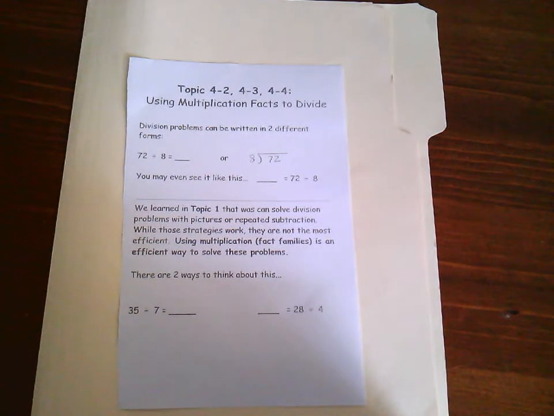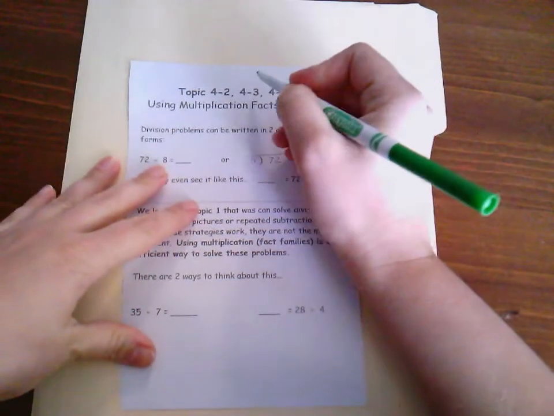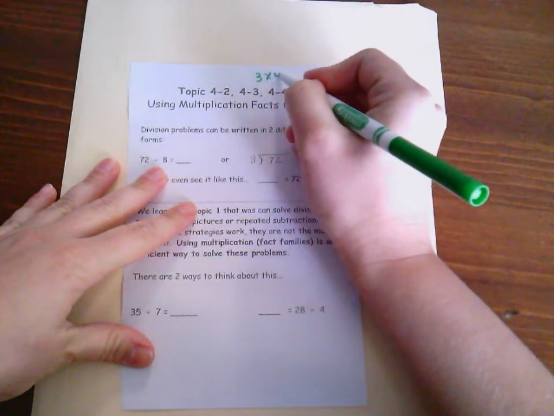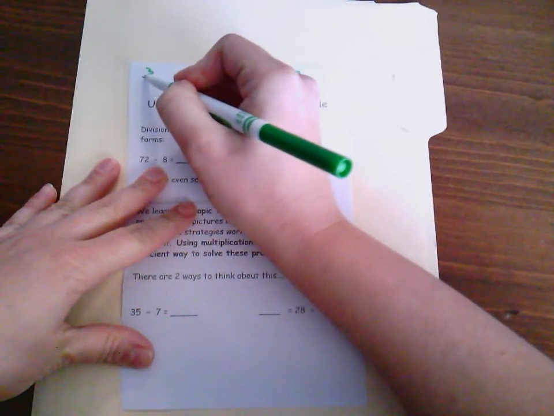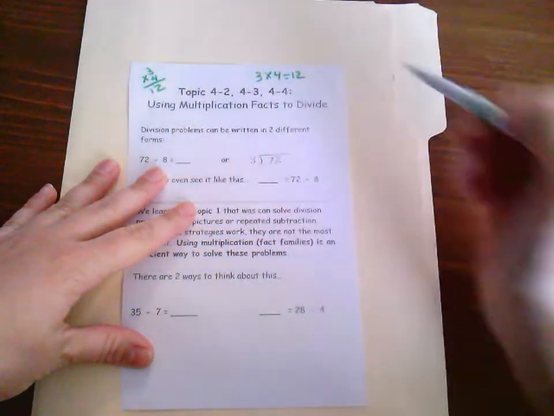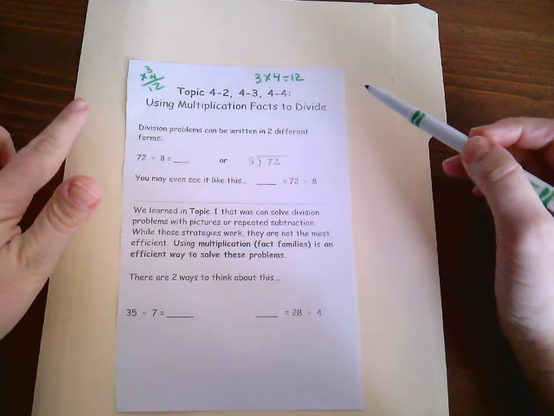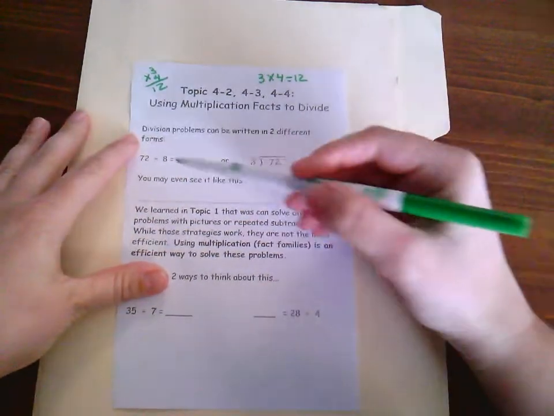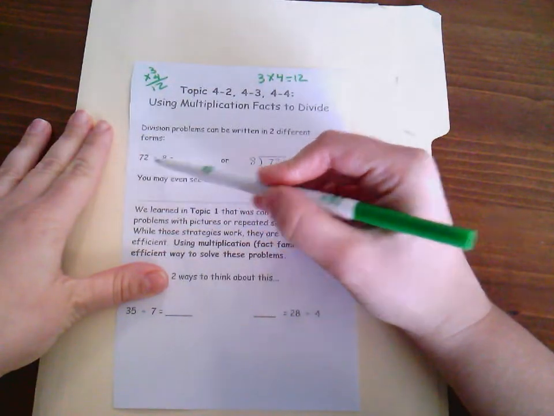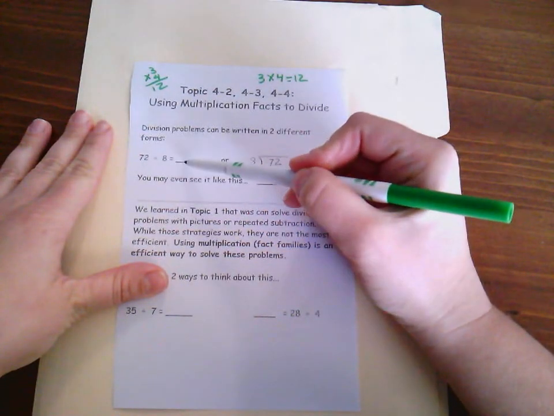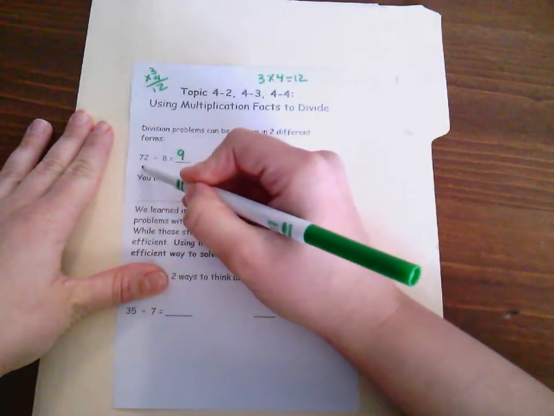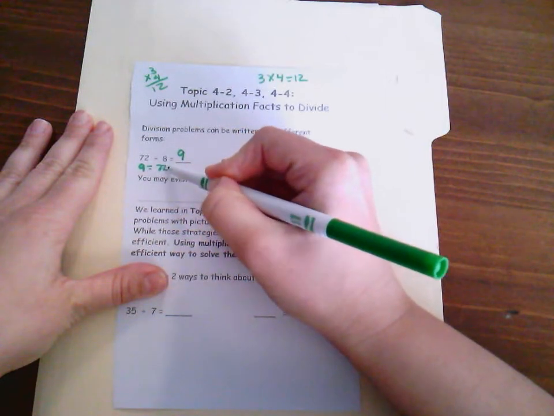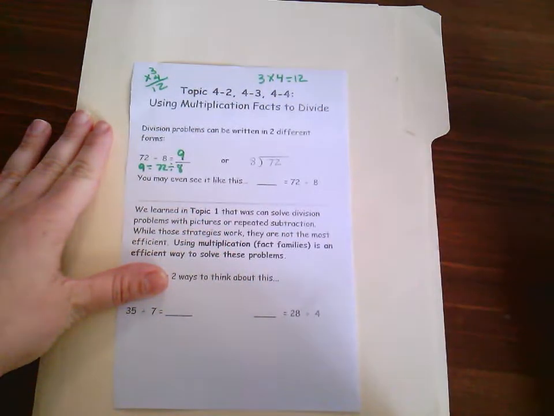Division problems can actually be written two different ways, just like multiplication facts can be written two ways. We know that we can write multiplication 3 times 4, and then that would equal 12, but we can also stack it and say 3 times 4 equals 12. Just like multiplication can be written two different ways, so can division. So you can see division written horizontally like this: 72 divided by 8 equals, and since I know my facts, it equals 9. We can also say 9 equals 72 divided by 8, as long as that 72 comes first.